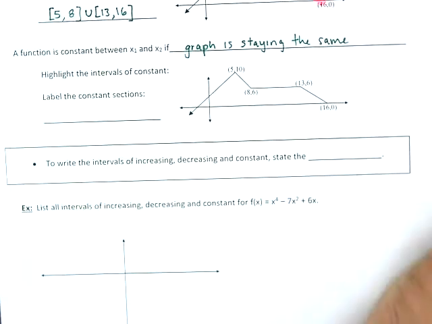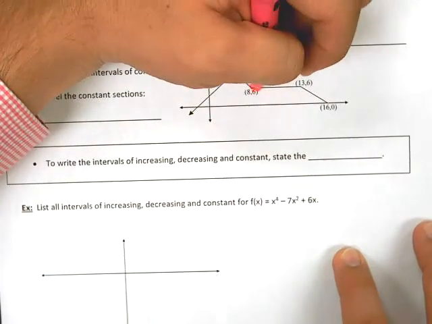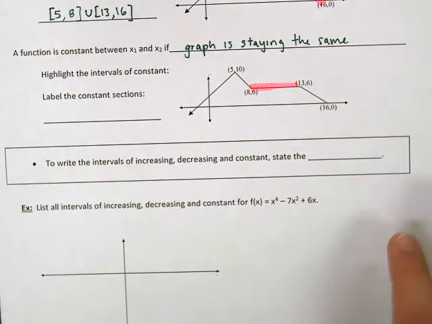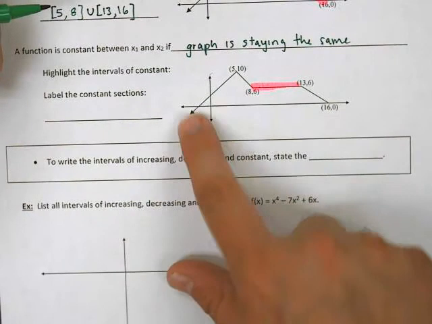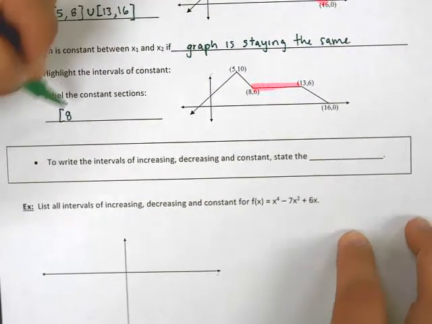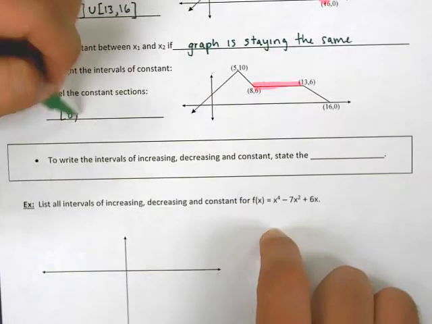Okay? So right here, my graph is not going up or down. It's just staying the same y value. So I described that section. Well, my x values are not here, not here. Okay, right here. It starts at 8, and it goes to 13.